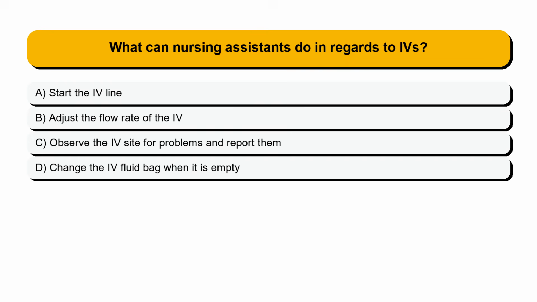Question 28. What can nursing assistants do in regards to IVs? Option A. Start the IV line. Option B. Adjust the flow rate of the IV. Option C. Observe the IV site for problems and report them. Option D. Change the IV fluid bag when it is empty.